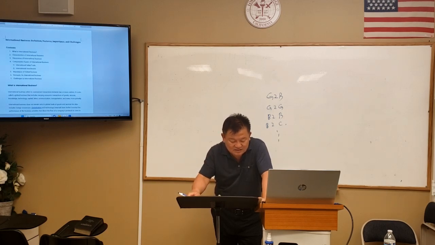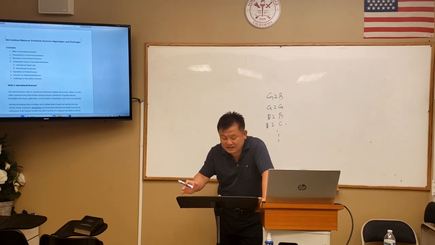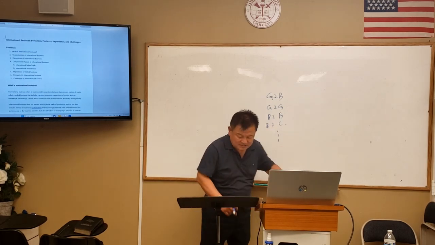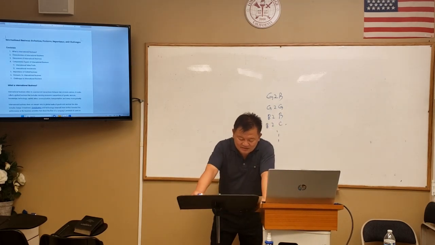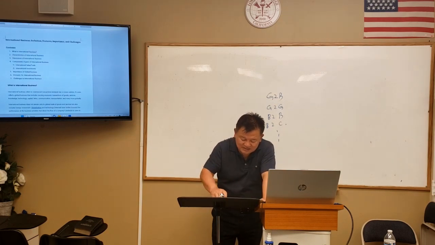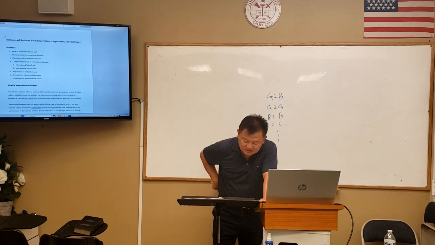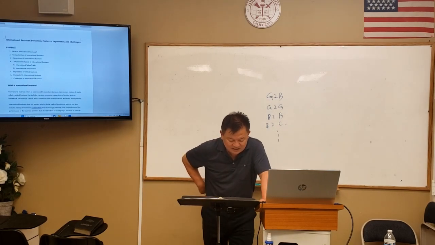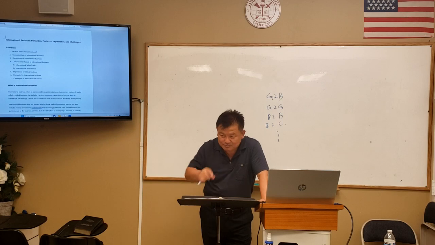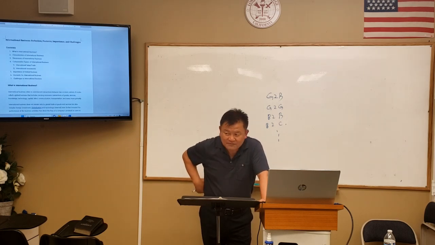G2G is government to government. The flow of goods, services, and investments takes place between two respective countries. This is G2G, between two countries. And B2B is business to business. In this dimension, business enterprises of one country move services, goods, and investment to business enterprises in other countries. That means business to business in different countries.